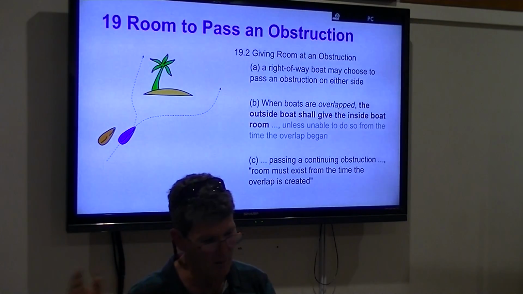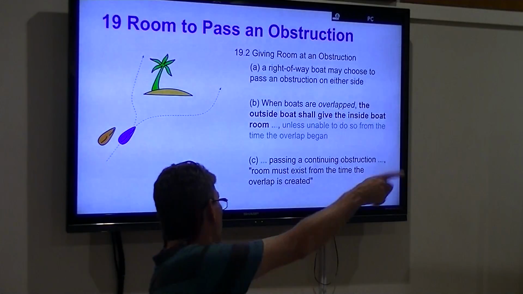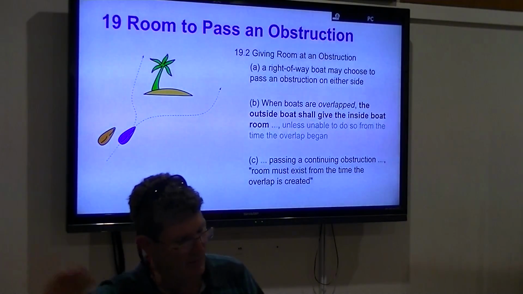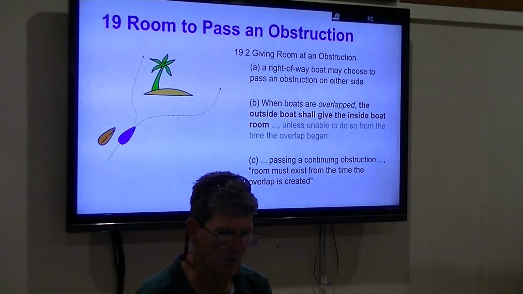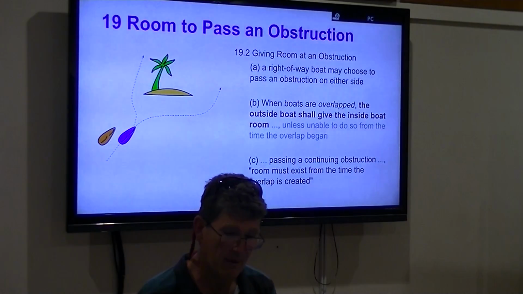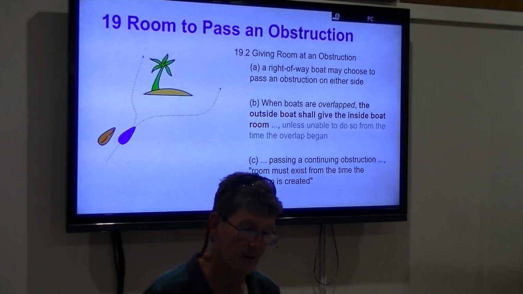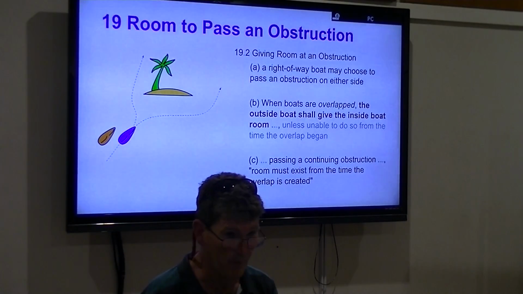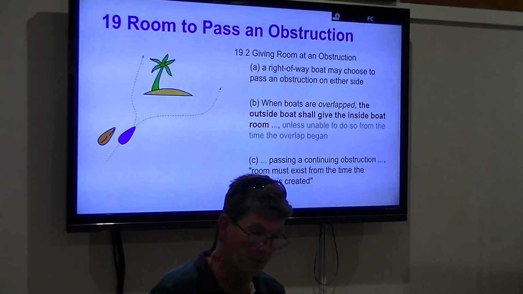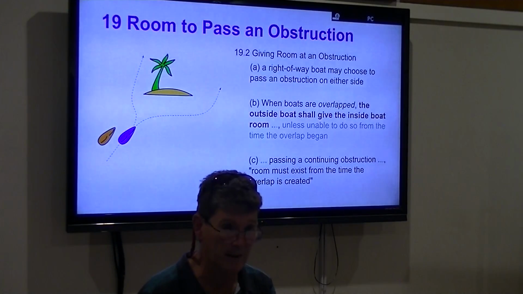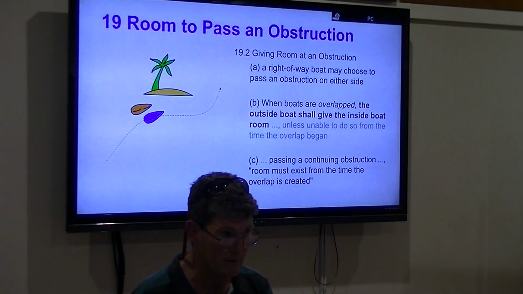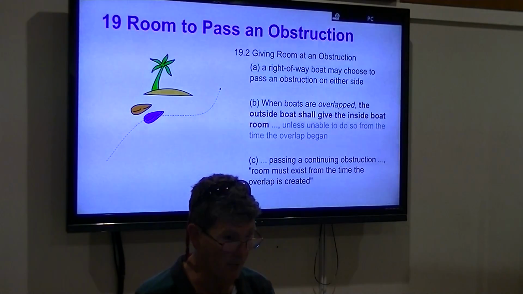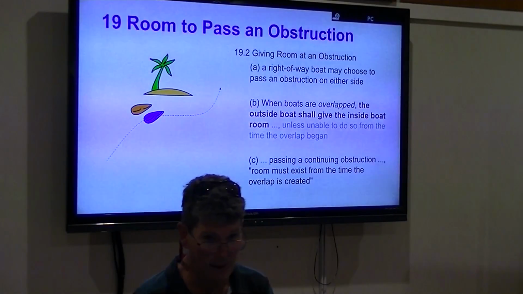If he chooses to go the right-hand side, bear away and go in the island, then he's got some extra limitations. When boats are overlapped, the outside boat shall give the inside boat room. So these boats are overlapped. Blue has to give orange room to get around that obstruction. He can't try and scrape them off. So he's got to bear away sufficiently that the overlapped boat can pass that island.